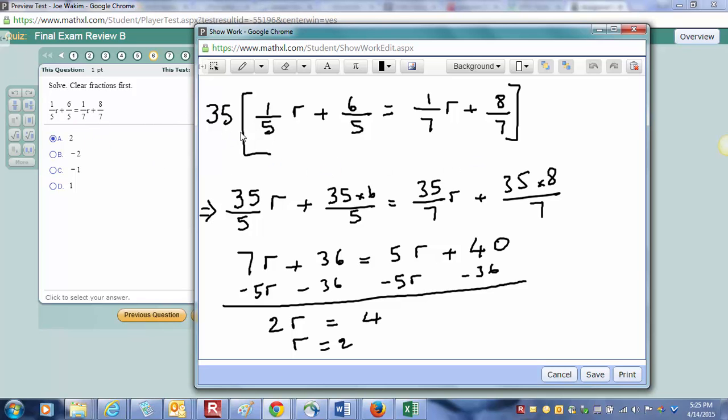So I multiply every term by 35 because the lowest common denominator is 35. On the first one, I get 35 over 5, which will come out to 7r. On the second one, I get 35 times 6 over 5. 35 over 5 is 7, and 7 times 6, 42. So this one should be 42 here. Let me fix it. So again, 35 divided by 5 is 7, and 7 times 6 is 42.